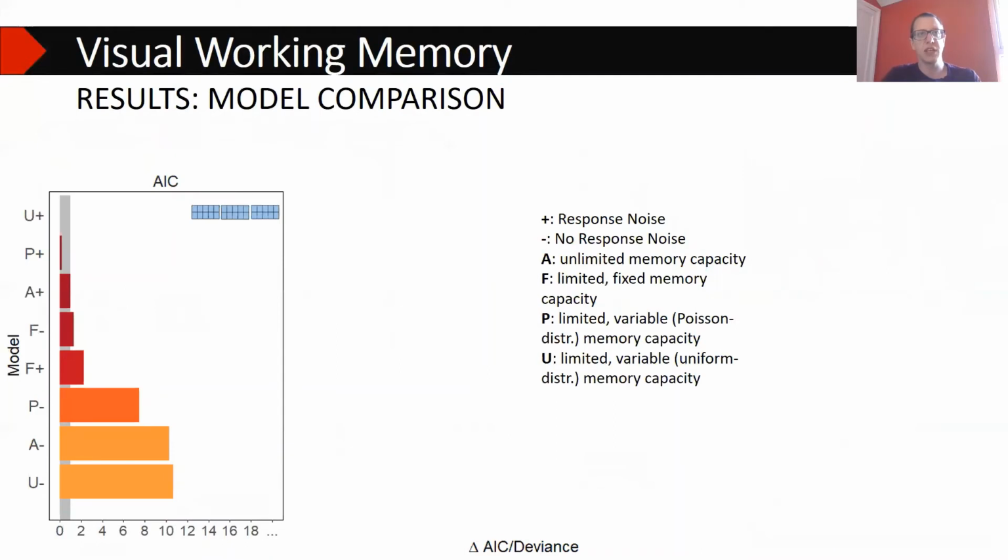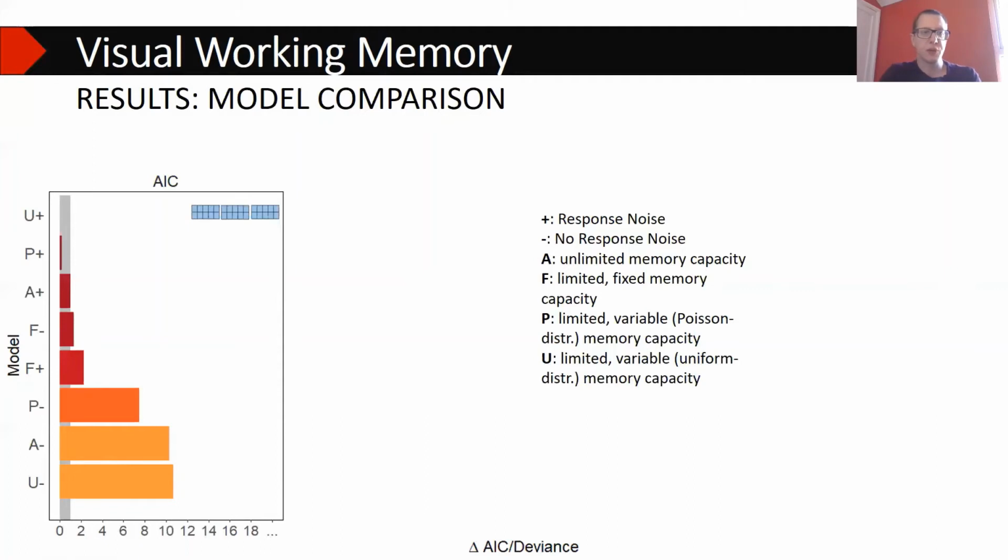And if we look at the results by AIC first, we see that overall models with response noise seem to be doing better than models without response noise, but that the differences are reasonably small, and even smaller when you look within the response noise clusters. The second thing you see is that even though the U plus model wins in the response noise cluster, the U minus model doesn't win in the no response noise cluster, suggesting that there isn't a clear overall pattern for a specific limit to memory capacity.